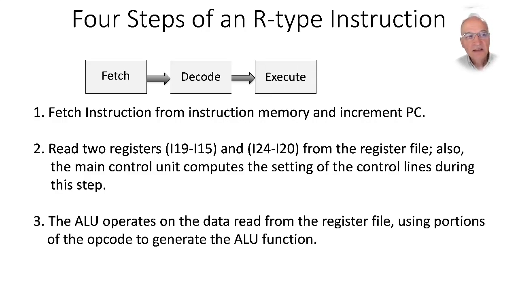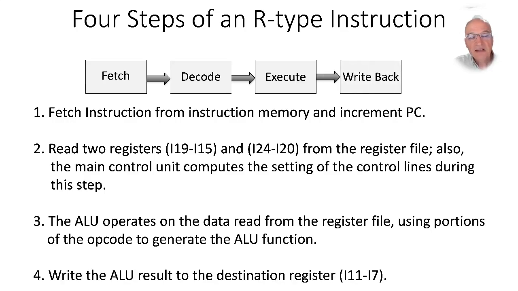And then the third step is for the arithmetic and logic unit to execute the instruction, which means to do the calculation that the instruction needs it to do. It is going to use parts of the opcode to generate the arithmetic and logic unit function. For example, we look at the function code to decide whether it's an add, a sub, an and, or an or, etc.